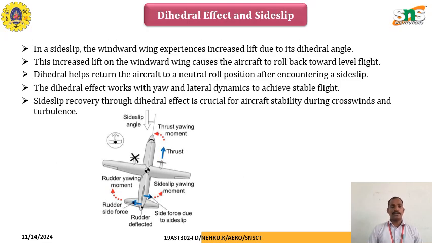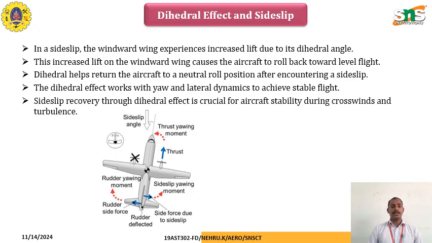Next, coming to the dihedral effect in the side slip. In a side slip, the windward wing experiences increased lift due to its dihedral angle. This increased lift on the windward wing causes the aircraft to roll back towards level flight. This dihedral helps to return the aircraft to the neutral roll position after encountering a side slip force.